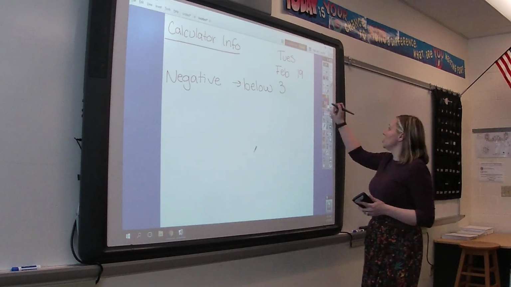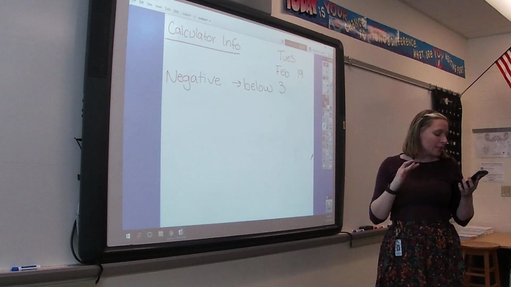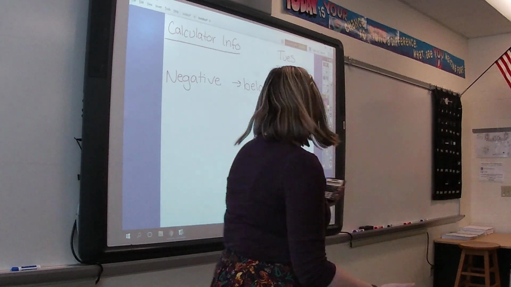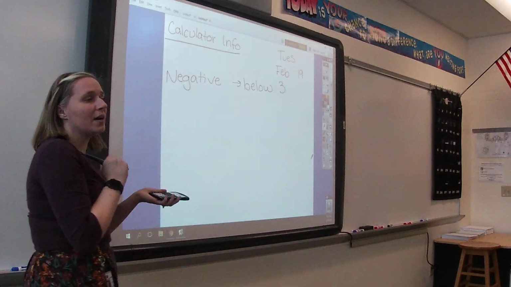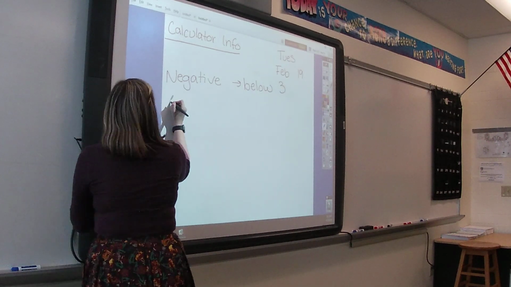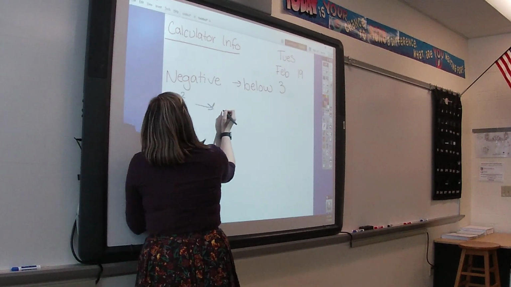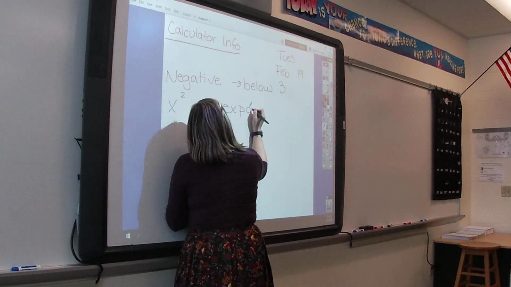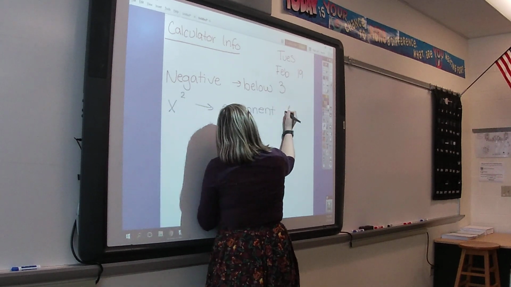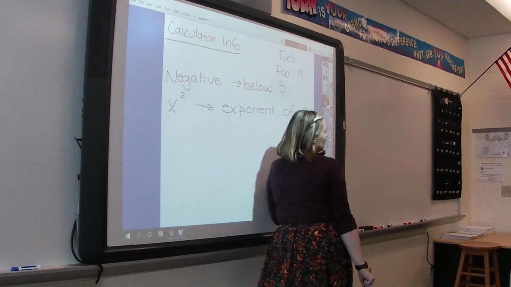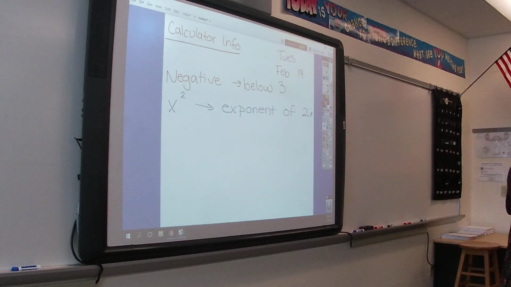Another thing that we need to know is some keystrokes that we can use in terms of other operations. So to the left of the 7, there is an x squared button. This is for your exponent of 2. It is only for your exponent of 2. It does not work for any other power.